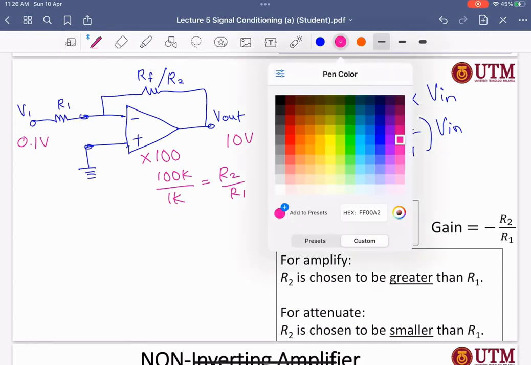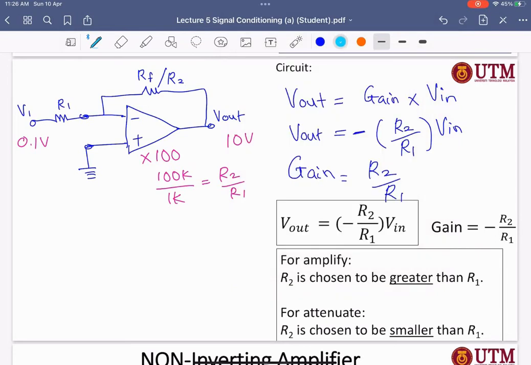All right. So the same thing, if I want to de-amplify it, I have 10 volts here and I want to get 1 volt here. So what I need to do is use 1K and multiply with 0.1. Okay, 10 volts, I want to de-amplify it to 1 volt, so I need to multiply with 0.1.